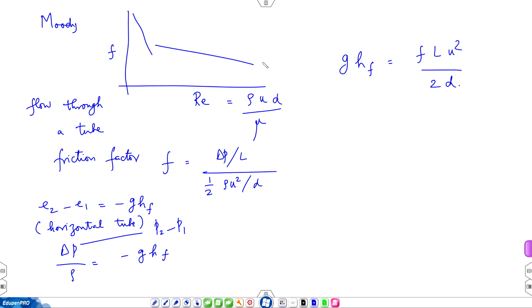The second interesting aspect of this graph is there is a break in the curve. Why is there a break?